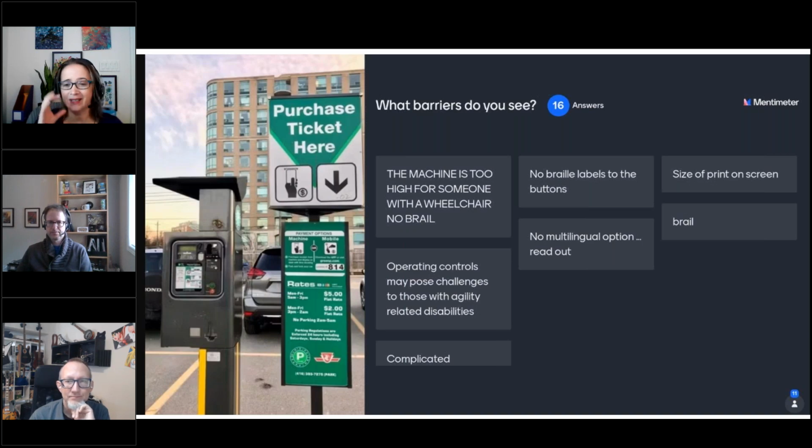The size of the print on that screen, and how much contrast there is between the black text on a gray background. I know I have struggled to read those when it's bright and sunny outside, so that's the kind of situational challenge that we're talking about, but those pieces of contrast also having other challenges.